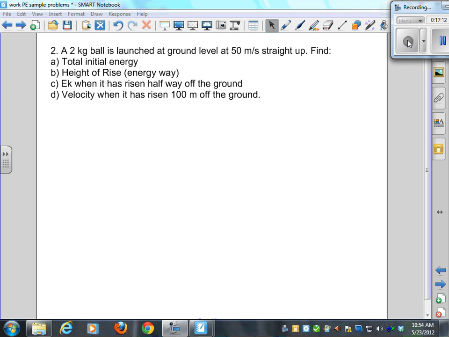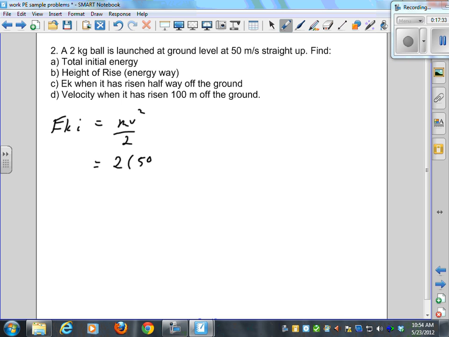So the first thing you need to know is the total initial energy, which I will label E_KI. Now, some of you might want to say it's 0, but what I'm talking about is the point when it's just launched at 50. Prior to launching, yes, it's 0, but immediately following the launch itself: 2 times 50 squared, divide by 2. The 2's cancel. 50 squared is 2,500 joules of initial kinetic energy. That's a lot.